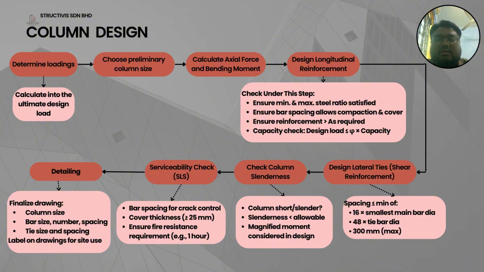The next checking is column slenderness, where under this checking we need to consider whether the column is short or slender and that the slenderness is lesser than allowable. Magnified moment is considered in design. After that, we need to check the SLS serviceability, where there is crack control, bar spacing and cover, and then deflection, which is usually not critical in a short column. Durability class and cover for exposure like XC3. The checking we need to do under this SLS check is bar spacing for crack control, cover thickness must be bigger than 25 mm, and ensure fire resistance requirement like 1 hour.